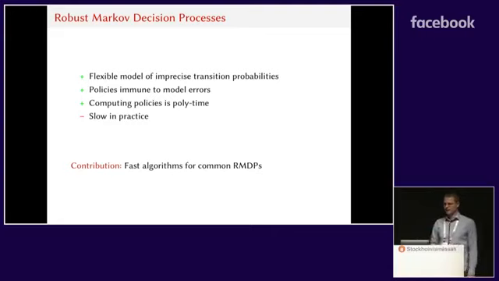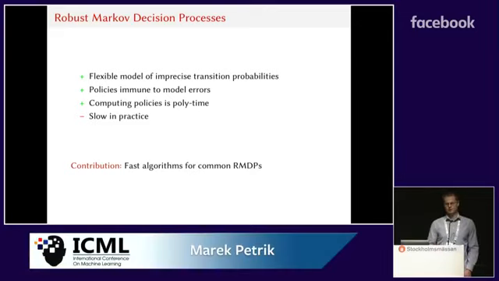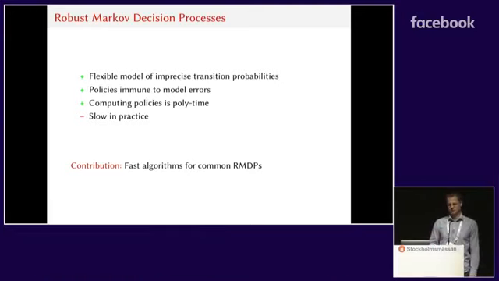One elegant framework for addressing this problem is the robust Markov decision process. This is a model that allows us to flexibly capture imprecise transition probabilities and compute policies that are immune to model errors. Now, robust MDPs are particularly nice because they preserve a lot of the nice properties of regular MDPs that we use in reinforcement learning. For example, we can still use policy iteration and value iteration, and computing the optimal value function is polynomial time complexity. Unfortunately, they tend to be slow in practice. And our contribution is we developed new algorithms for some common classes of robust MDPs.